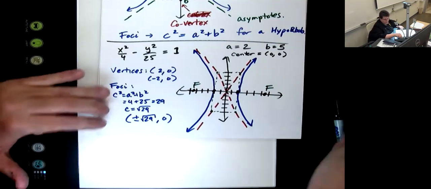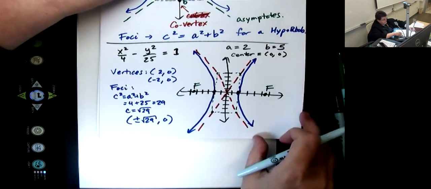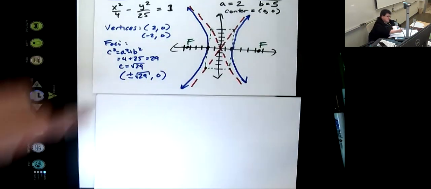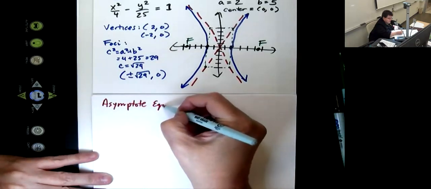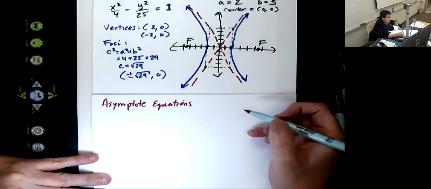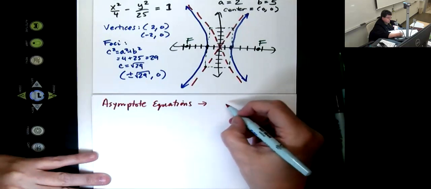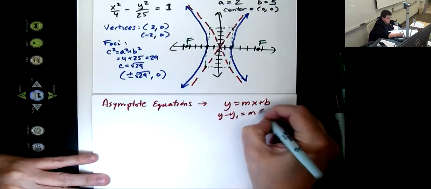Can I find the equations for the lines for the asymptotes? Let's look at the lines for the asymptotes. Well, the equation for a line, we've got y equals mx plus b as a way we can do it, or y minus y1 equals m times x minus x1.